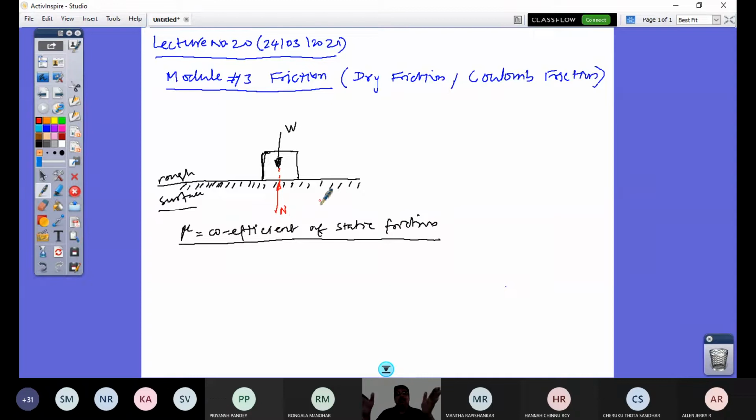So the block is just kept on the rough surface as it is. The diagram I have drawn is a free body diagram of this state. So what is this state? This state is one, called the static equilibrium state.